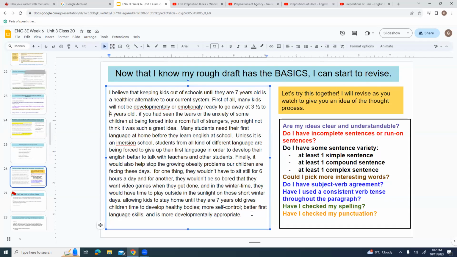I don't want to go through everything because I'm running short on time. Do I have some sentence variety? Have I got at least one simple sentence, at least one compound sentence, and at least one complex sentence? Now, it would be better to have, say, 2 of each, right?